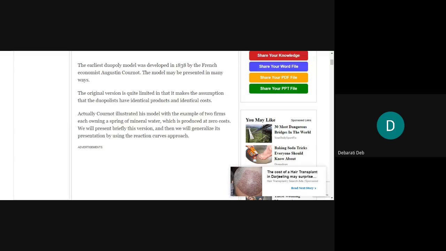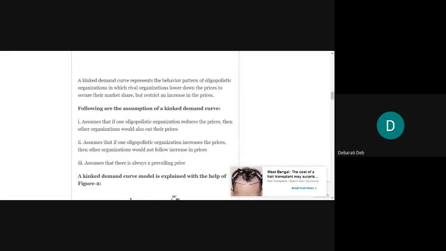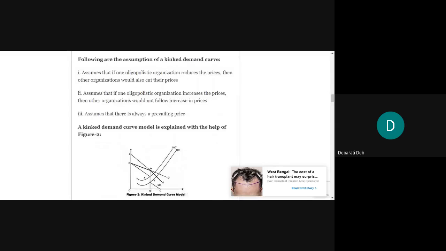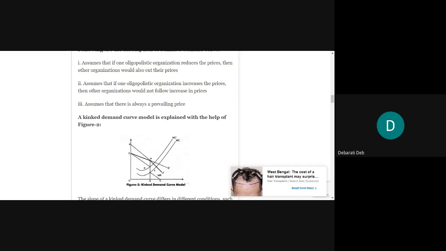Another thing I want to show you, just 5 minutes it will take. Another thing is the kinked demand curve model. This is another model in your syllabus under the oligopoly market. One is Cournot's model, next is the kinked demand curve model. Again, there are assumptions in this link itself, you will find the assumptions. You may not follow the book also, but for Cournot's you have to follow the book. Okay, read from a book.